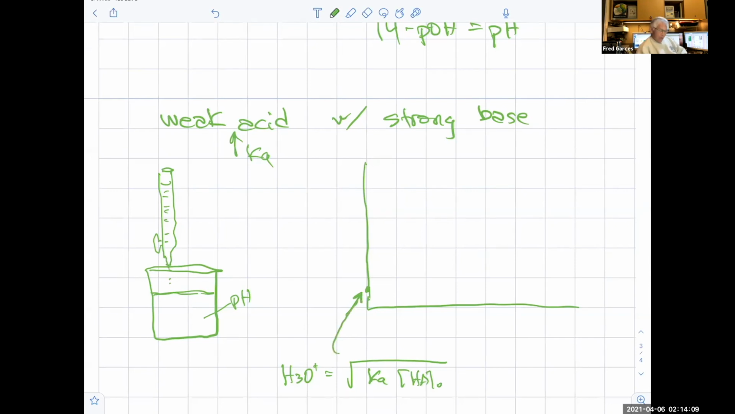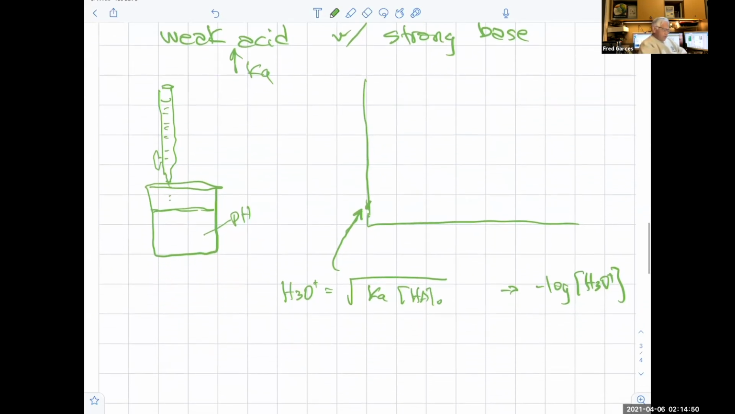The hydronium ion concentration is equal to the square root of the Ka of that weak acid times the initial acid concentration. And that point will be the negative log of your hydronium ion concentration. And it will be somewhat higher just because it's a weak acid. It'll be generally above one because it's a weak acid. So that's your first point. Straightforward, you guys should be able to figure that out. You know how to solve for weak acids.